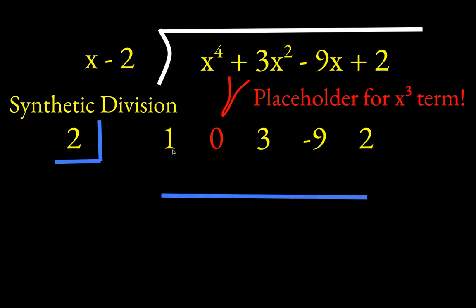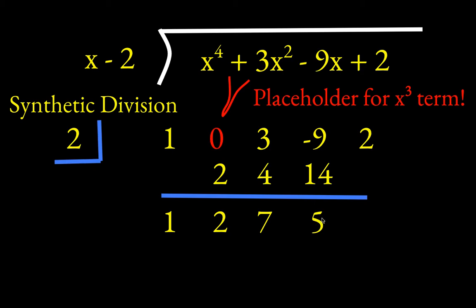Draw your little line, bring the first coefficient down, and then 1 times 2 gives you 2. 0 plus 2 makes 2. 2 times 2 will give you 4. 3 plus 4 will give you 7. 7 times 2 will give you 14. -9 plus 14 will give you positive 5.